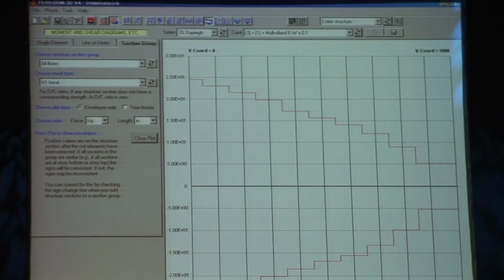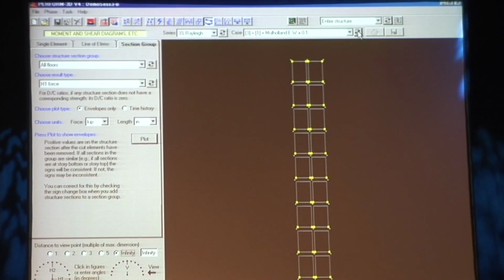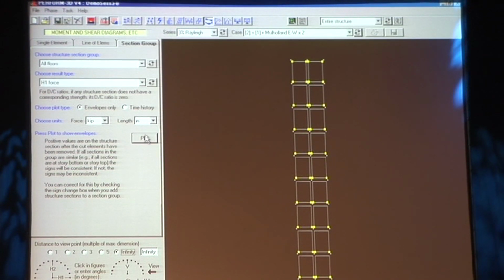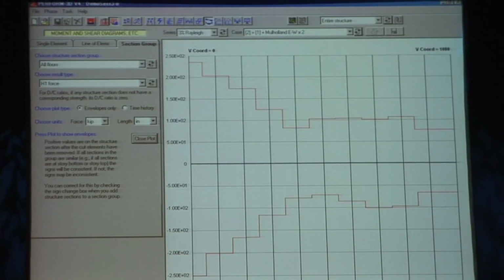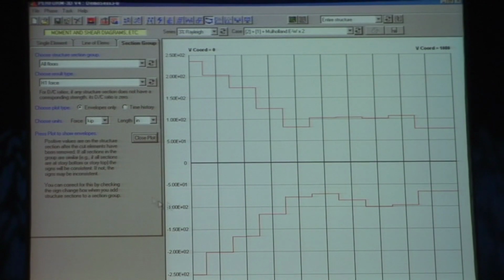Going back again to the nonlinear case, it's not a straight line. Relatively, it's showing much higher shear forces up here at the top of the building. So here's a case where the shear forces that you calculate from a linear analysis are quite different from the shear force distribution that you would get when you do a nonlinear analysis.